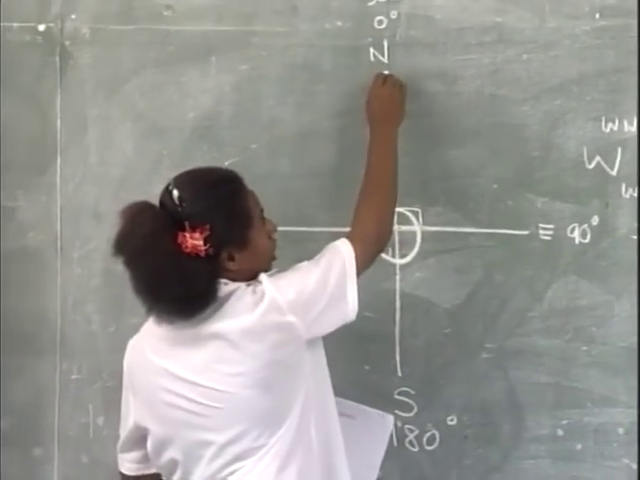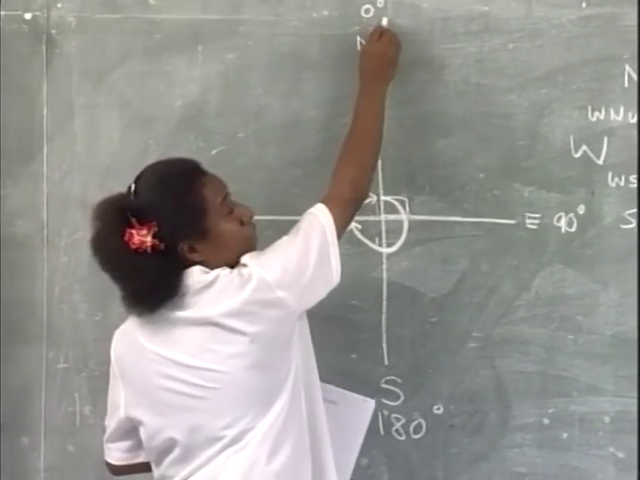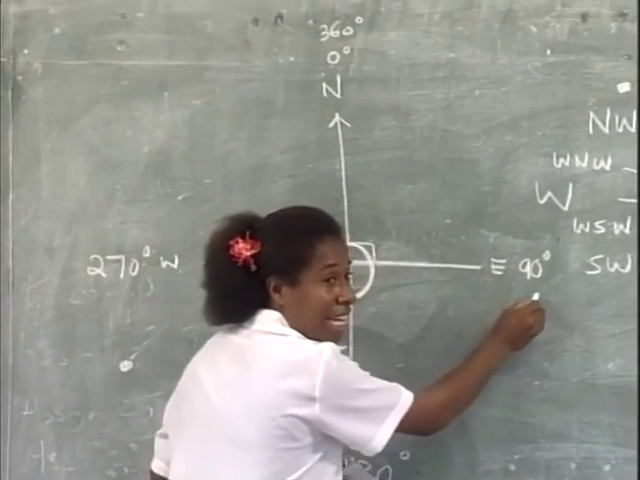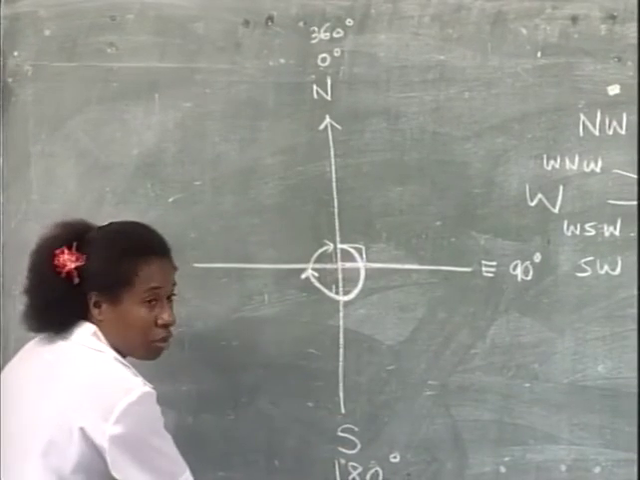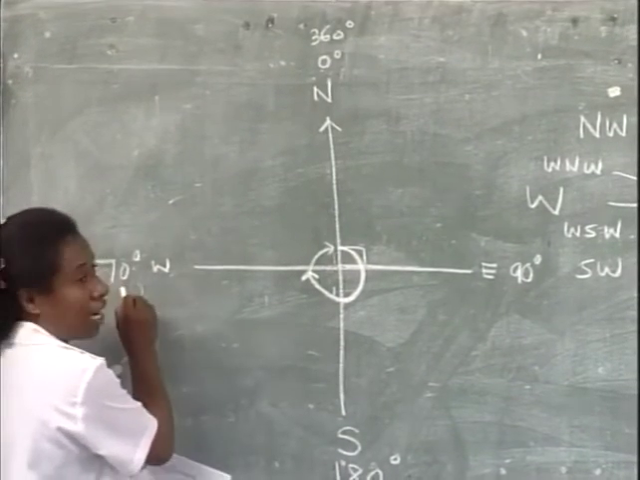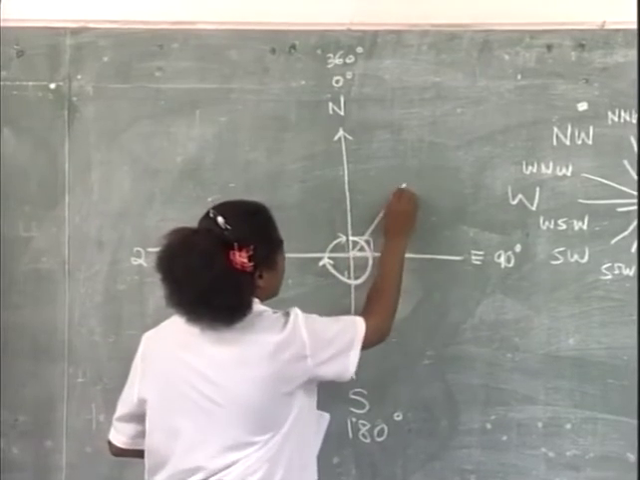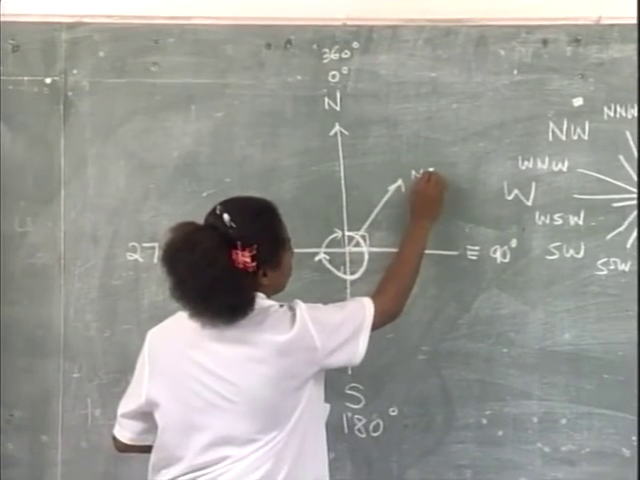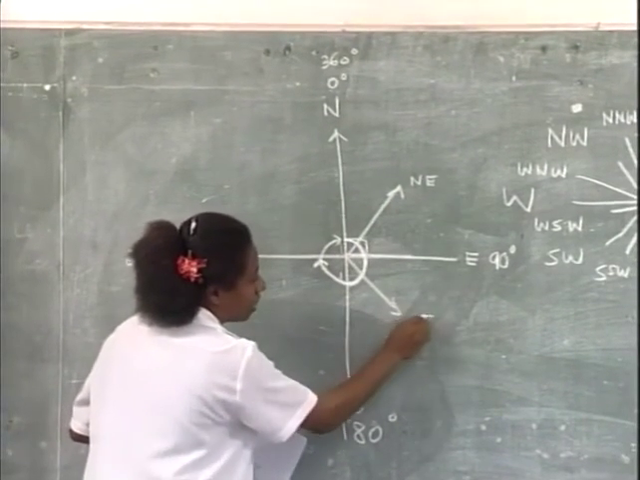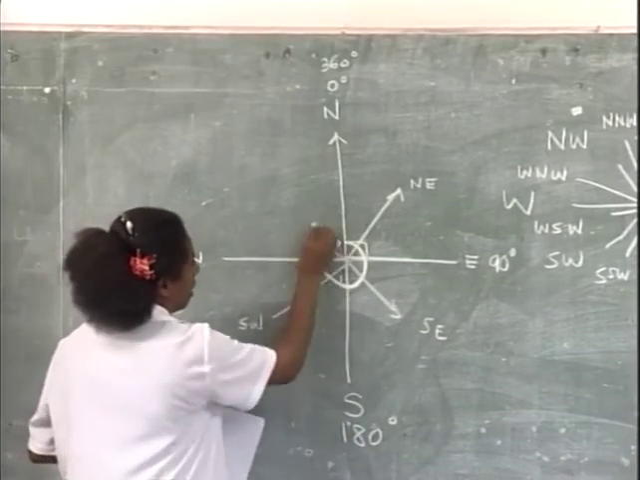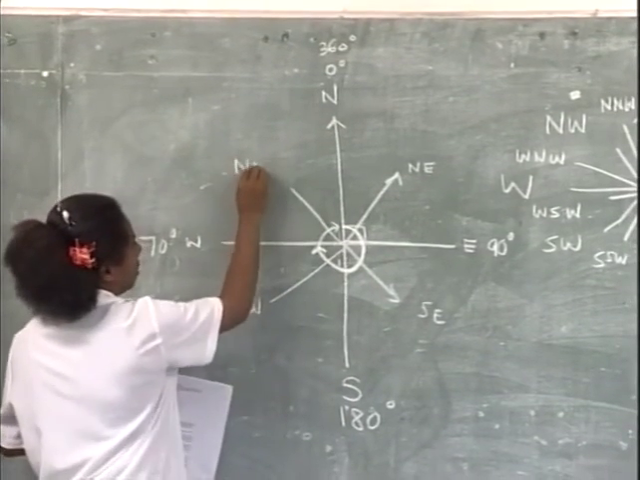I said the north direction is at a 0 bearing or 360. The east direction is at 90 degrees. The south is at 180 and the west is at 270. Tell me, what is the bearing of the northeast direction? What is the bearing of the southeast, the southwest, and the northwest?